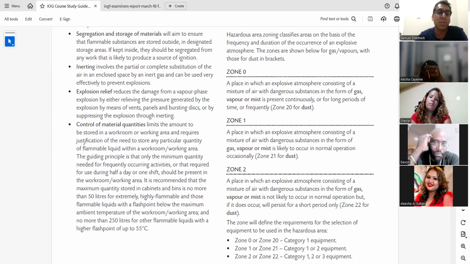Look, they have it here. The guiding principle is that only the minimum quantity needed for frequently occurring activities, or that required for use during half the day or one shift. So you store what you need for one day. Don't store 20 barrels of diesel when you know you just need a bucket of diesel for the day, right? Especially when the work is being done, right?